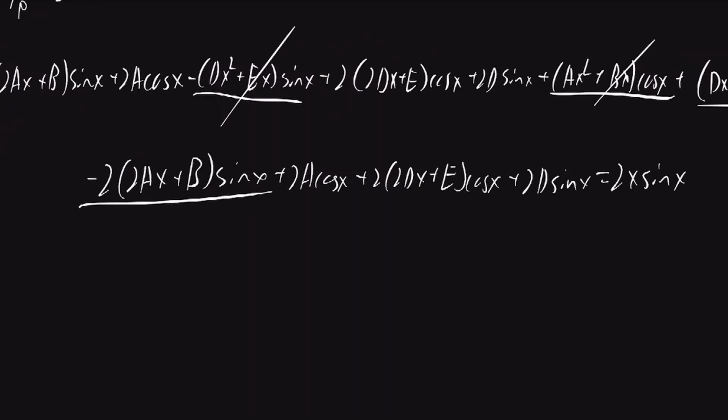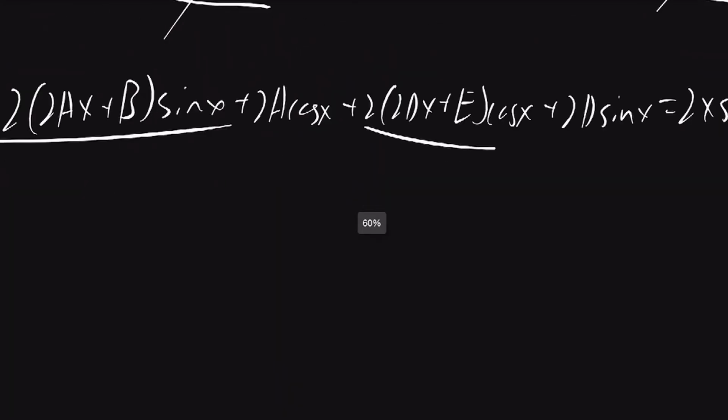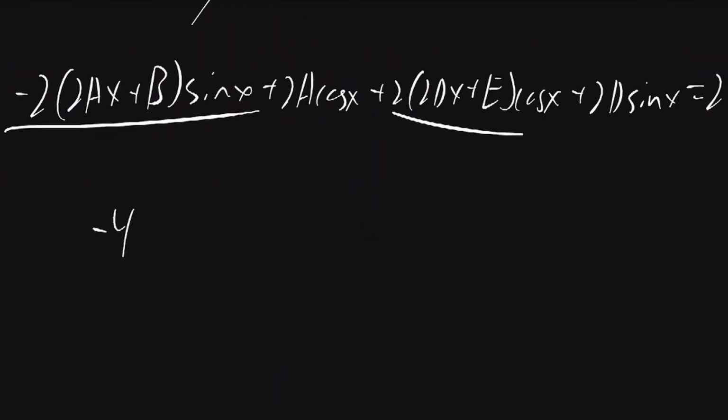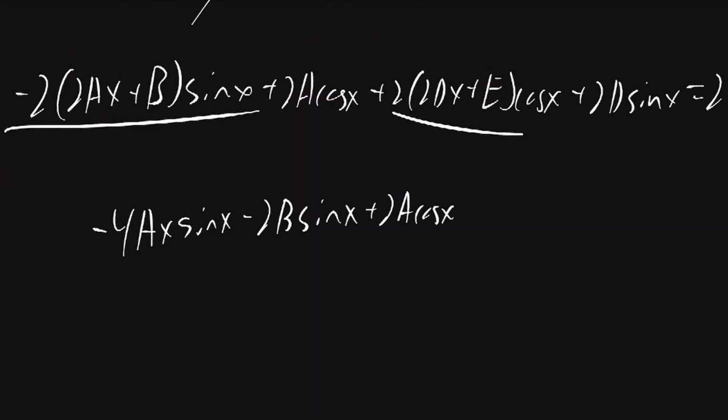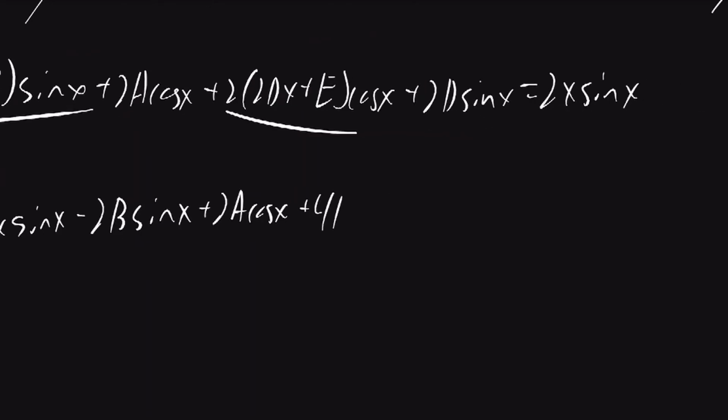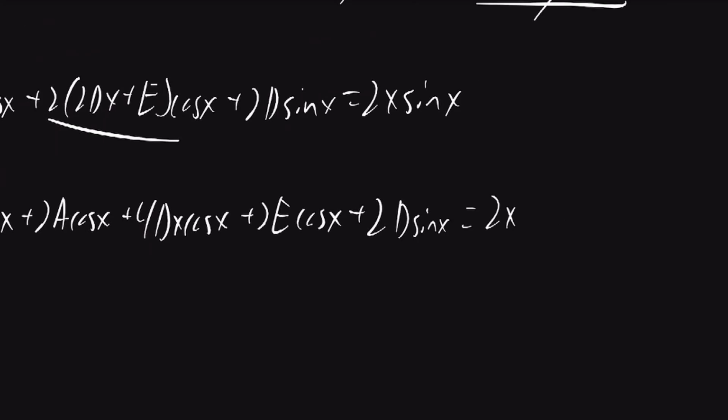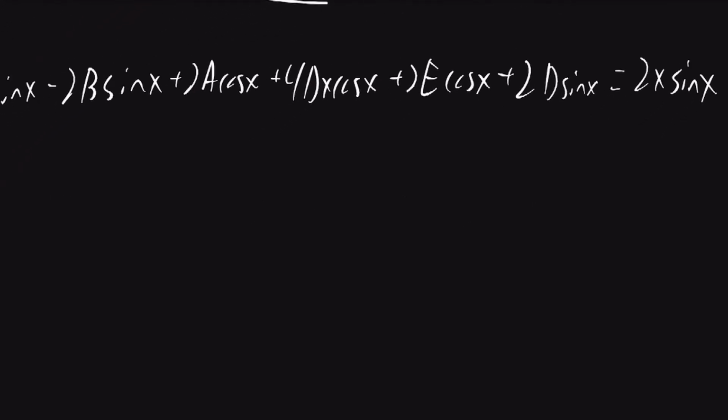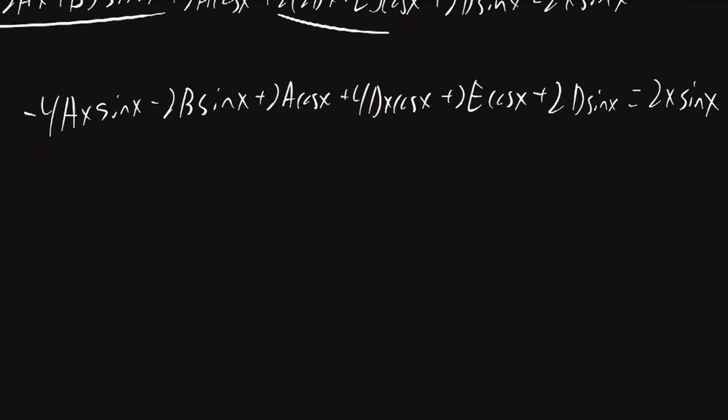We can distribute these two terms. We'll get negative 4ax sine x minus 2b times sine x plus 2a times cosine x plus 4dx times cosine x plus 2e times cosine x plus 2d times sine x is all equal to 2x times sine x. We can now compare coefficients.